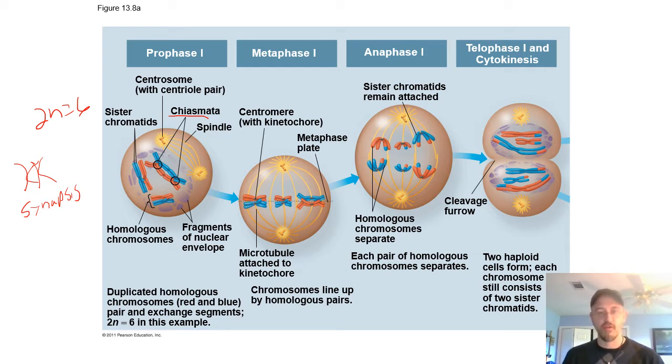The spindle is forming, the nuclear envelope is going away. So we have no prometaphase in meiosis. It's prophase 1 and metaphase 1. Okay, so the nuclear envelope goes away, the spindle's forming, the chromosomes are condensed, but they're touching here.